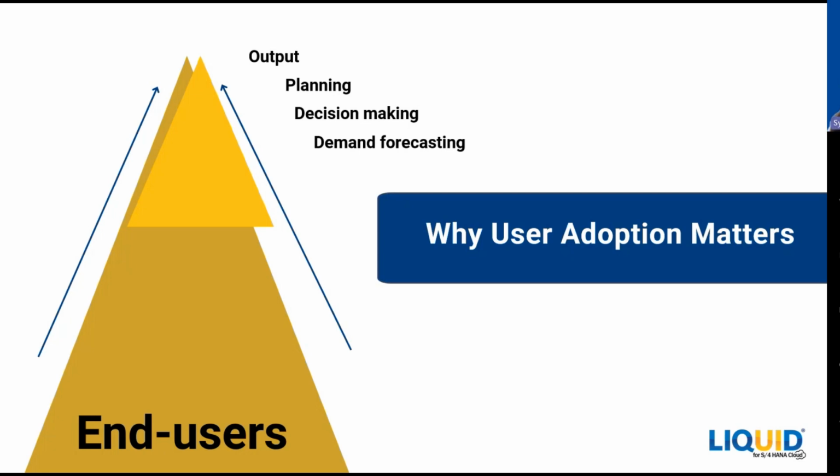So when user adoption is low, operational efficiency suffers because users struggle to complete tasks. Data quality is compromised, leading to gaps or errors in decision making, and the return on your SAP investment is diminished because the system isn't being used to its full potential. Improving UI doesn't just make daily tasks easier for your end users, it ensures your SAP system delivers on what your business depends on.